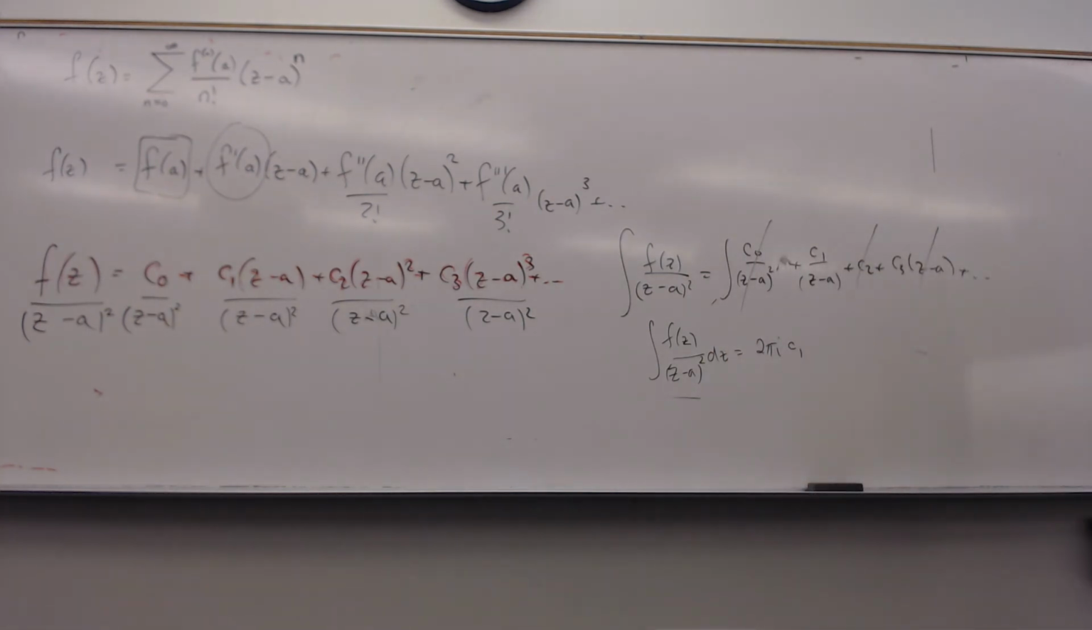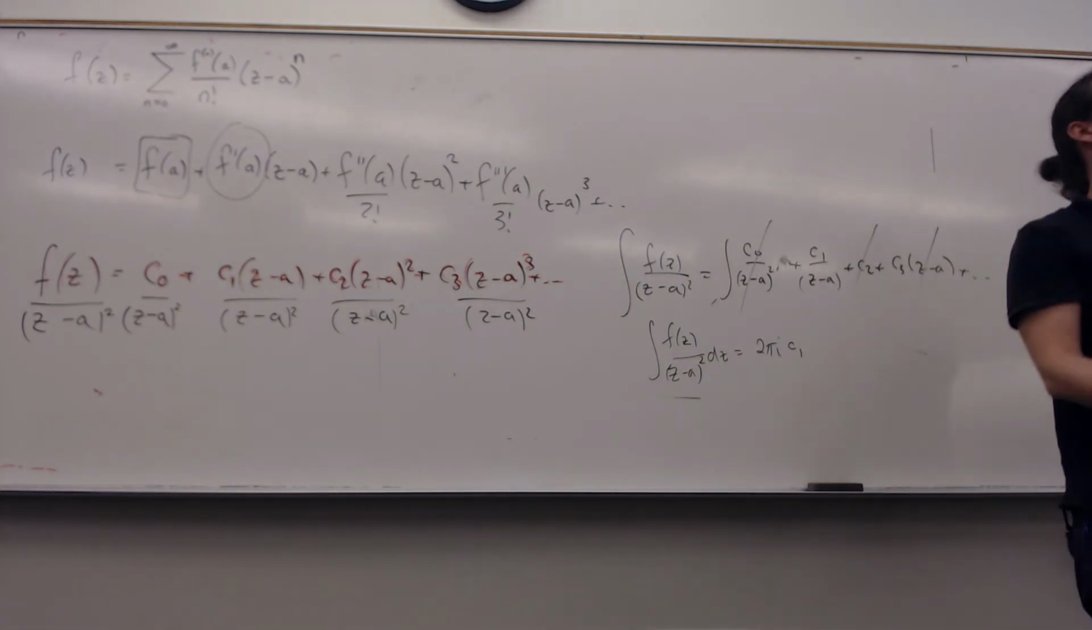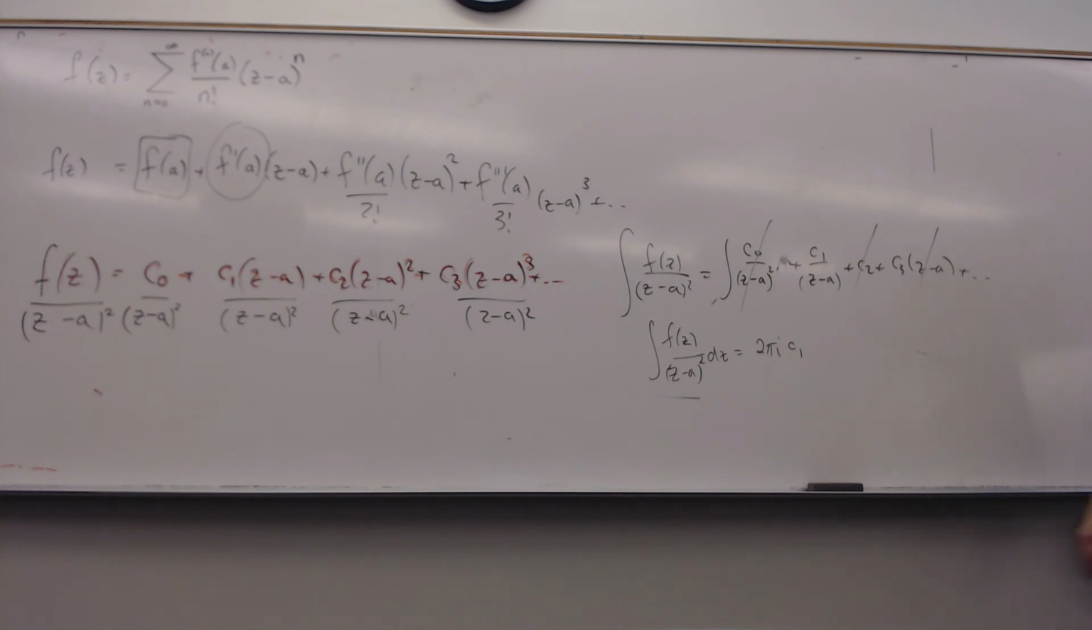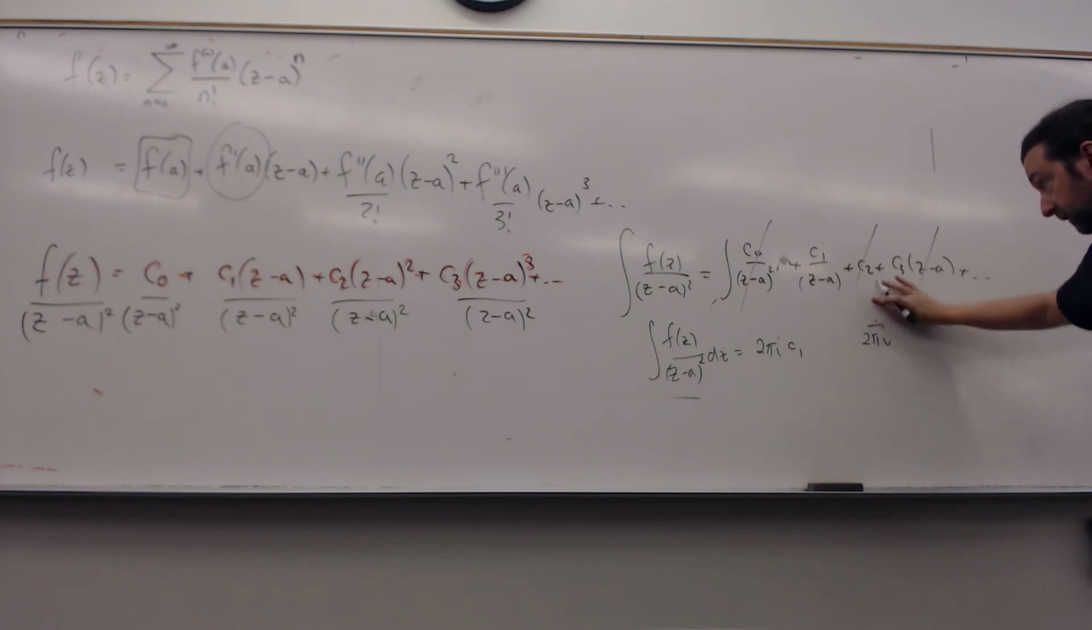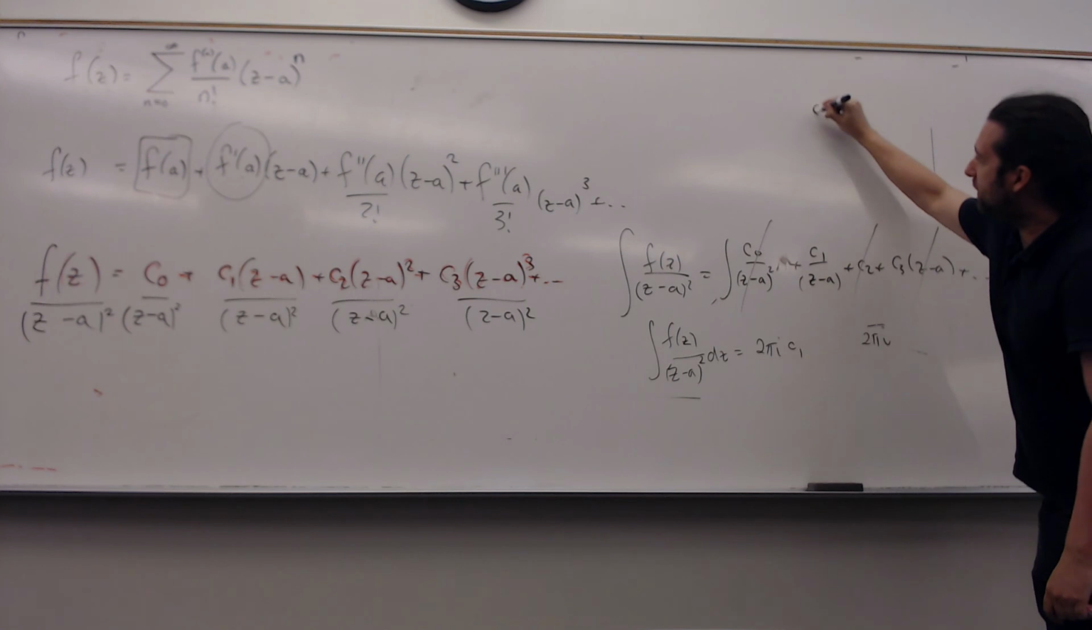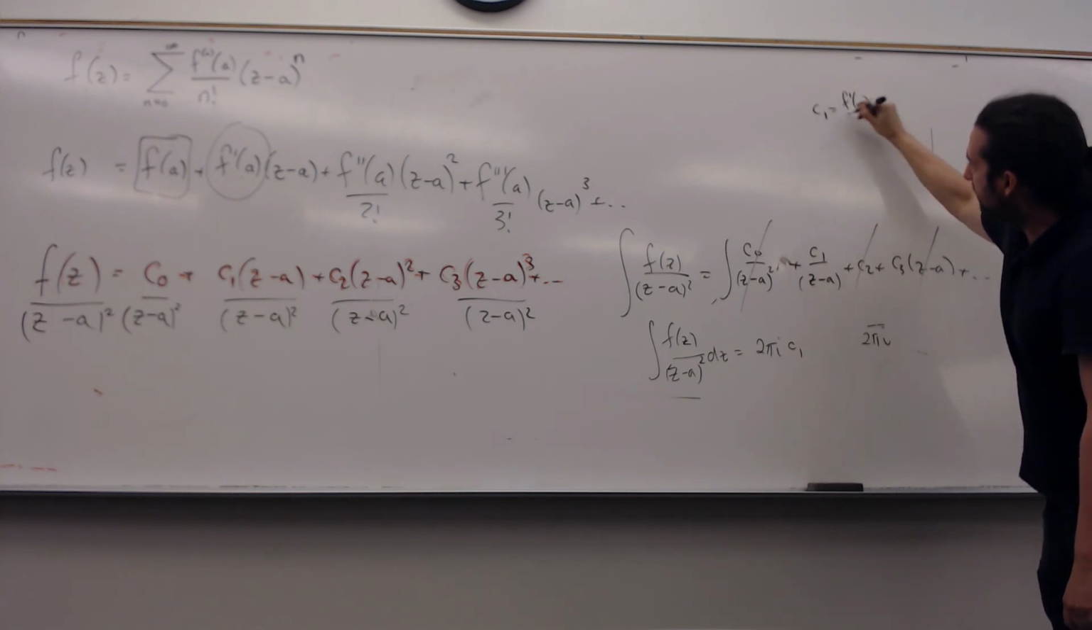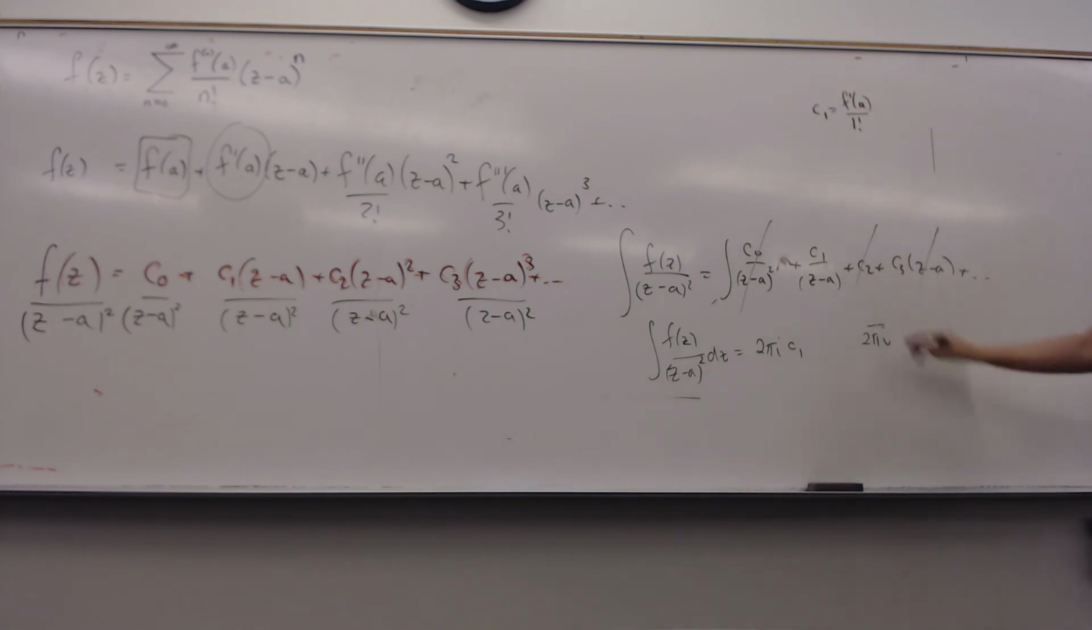So the first statement of what's called Cauchy's integral theorem for derivatives says, if you finish this up, 1 over 2 pi i, and then, so what was c1? c1 is equal to f prime at a divided by 1 factorial. So 1 factorial over 2 pi i times the integral of f of z over (z minus a) squared dz is f prime of a.